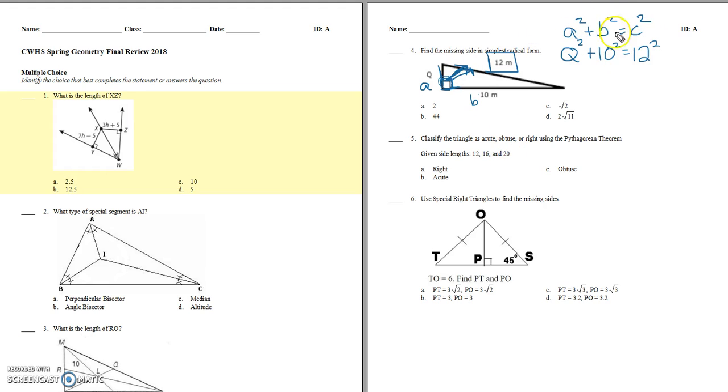So now I'm going to solve for q squared. Q squared plus 100, that's 10 squared, equals 12 squared, which is 144. Then I need to subtract 100. Q squared is equal to 44, and then I need to square root both sides. And now I'm going to take the square root of 44, and I'm going to simplify it, because I see 44, but I know it's under the square root, so that can't be it.